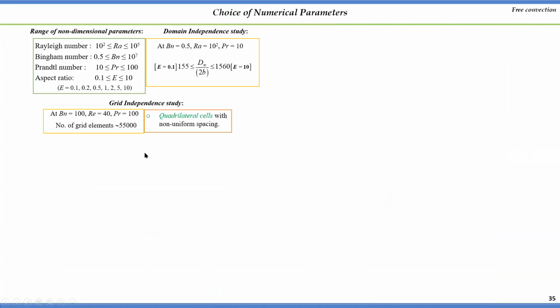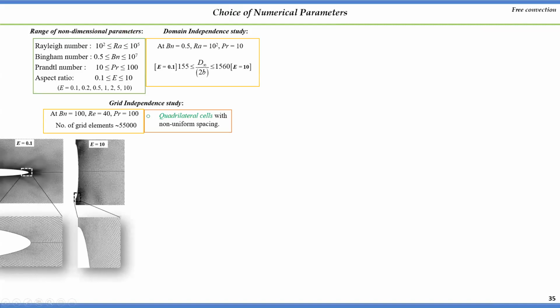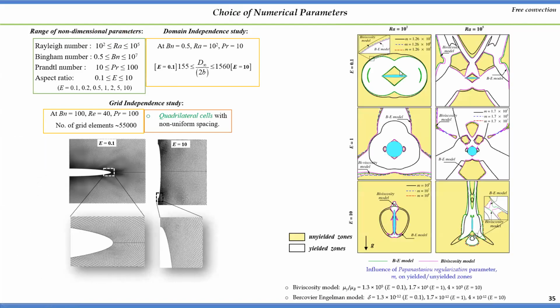So these are the parameters, these are the grids, and here we are able to see that the patterns of yielded and unyielded regions are very much different compared to forced convection. And we are able to see that all these patterns are very much affected by the shape if you are changing the shape between the two extremes, 0.1 to 10.